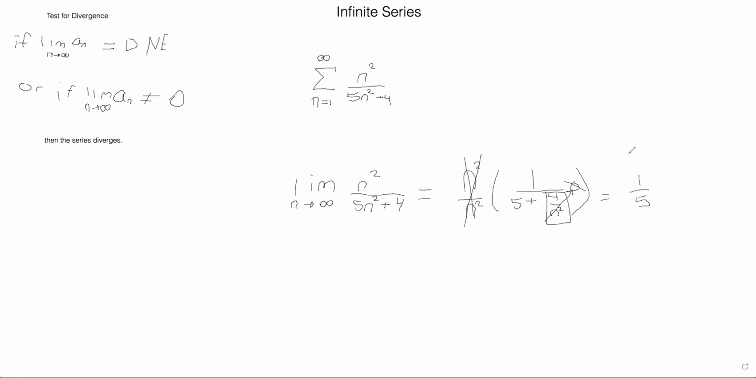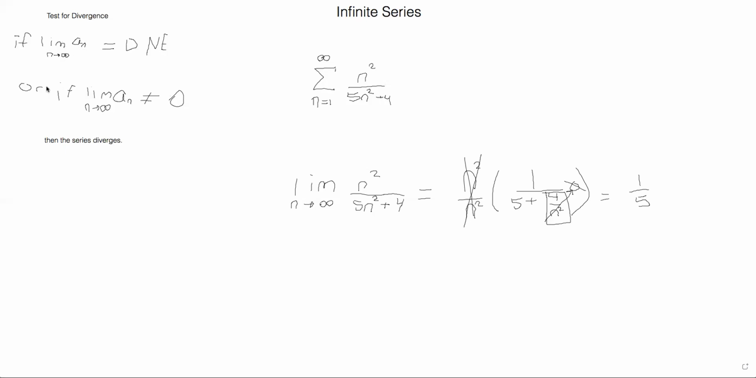So let's go take a look at the test for divergence and see if it diverges. This first condition does not apply. The first condition applies when the limit does not exist. Clearly, our limit does exist. Our limit has a value of 1/5. So the first condition does not apply for this particular problem.